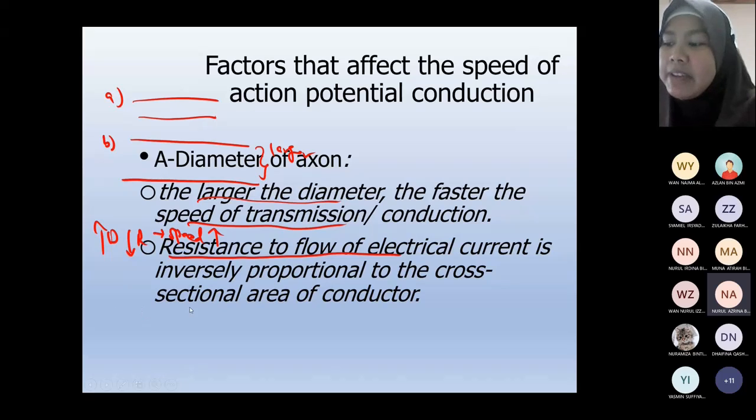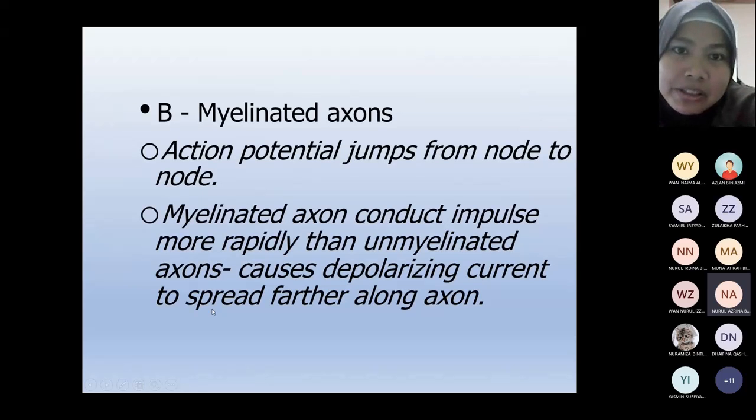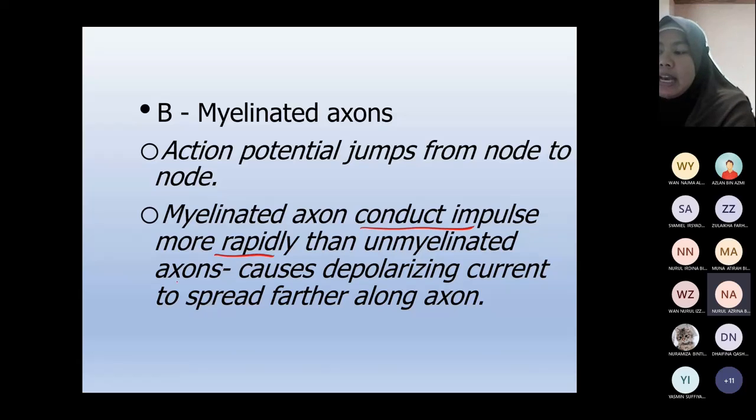Okay. Second factor is type of axon. Okay, myelinated axon will transmit impulse faster. Why? Because the action potential appears to jump from one node of Ranvier to another node of Ranvier. Okay, myelinated axon conducts impulse more rapidly than the unmyelinated axon. So it causes the depolarizing current to spread further along the axon. All right, so that is the second factor. Okay, so in other words, myelinated axon transmits impulse faster compared to the unmyelinated.